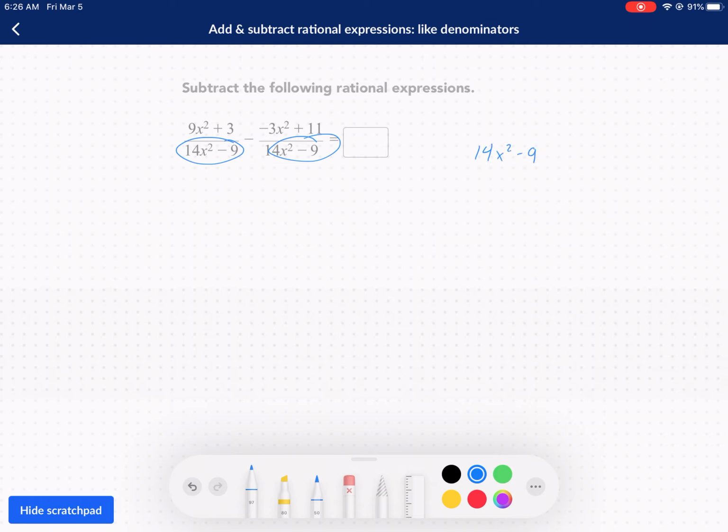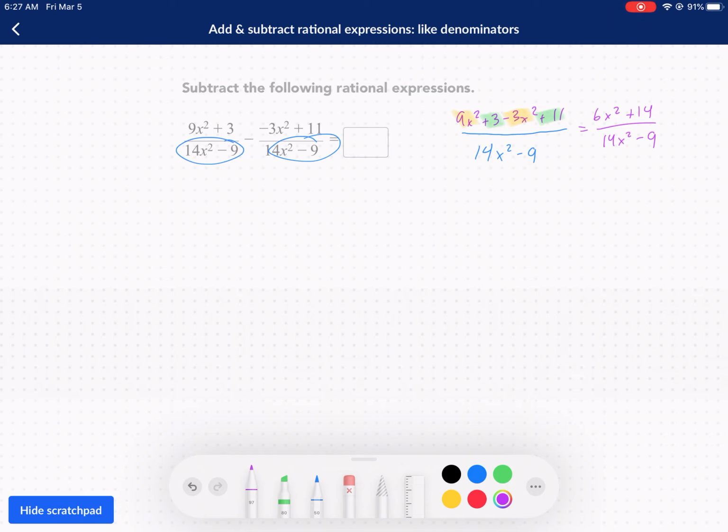14x squared minus 9. And then we're going to go like this. And we're just going to add the top numbers. So we have here 9x squared plus 3 minus 3x squared plus 11. You should see here a 9x squared and negative 3x squared are common like terms. And then we have 3 and 11 are like terms. So what we're going to do here is we're going to combine those further. We're going to get 6x squared and then plus 14 over 14x squared minus 9.